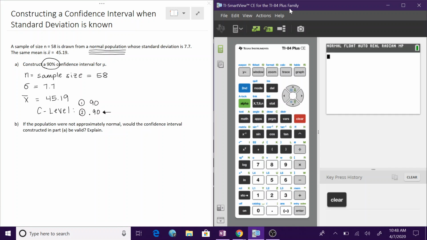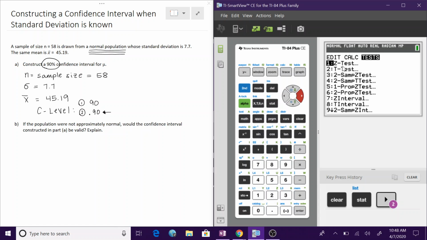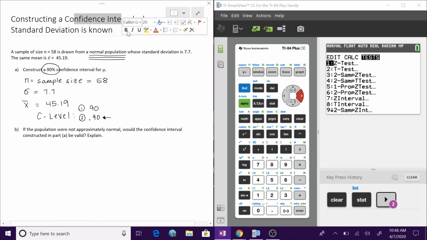So we need to know which and where we're going to construct this interval. So we're going to go to our stat menu. We're going to go over to test. Now, if you notice here, we have a couple of options. We have z-test, t-test. Number 3 is called our 2-sample z-test, all the way down to number 5, which is our 1-prop z-test. But if you notice, our problem doesn't ask us anything about a test. It asks us specifically for a confidence interval.